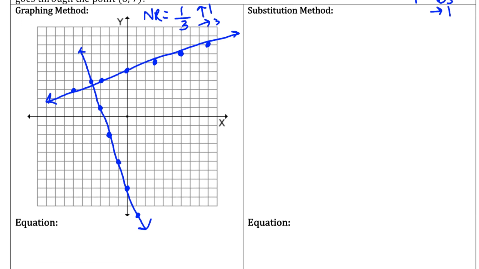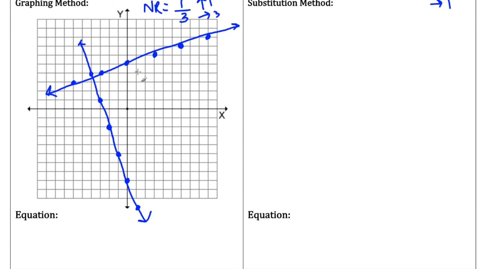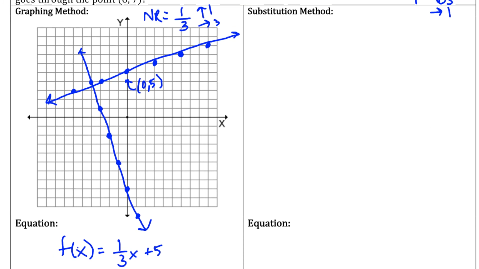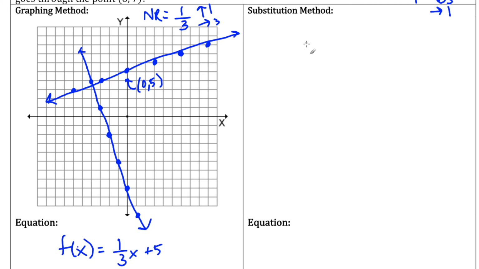Before we write the equation, we got to look at the y-intercept. 1, 2, 3, 4, 5, so 5 is our y-intercept. So our equation for a perpendicular line that goes through 6, 7 is 1 over 3, because that's the negative reciprocal, x plus 5. Let's use the other method, the substitution method. So y equals mx plus b.